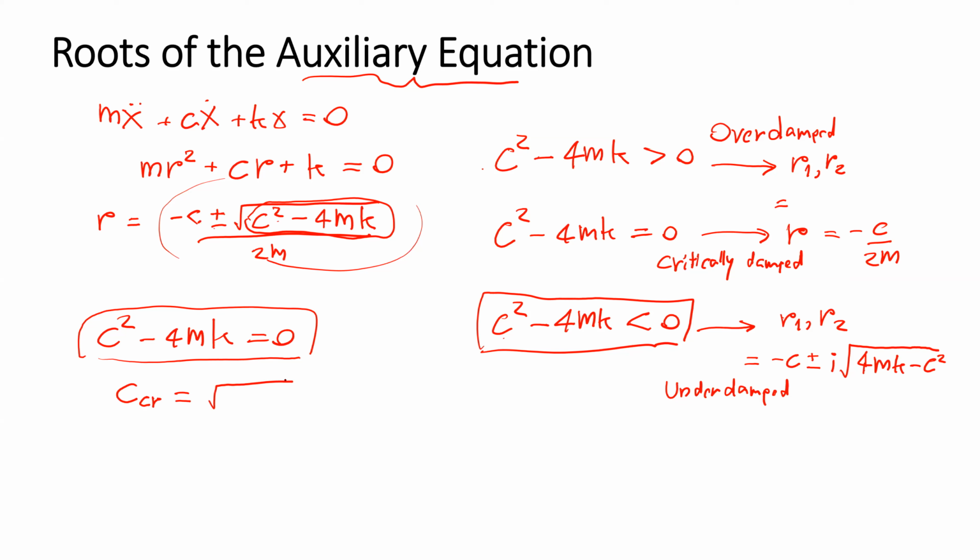So the critical damping coefficient is equal to the square root of 4mk, or 2 square root of km. The damping ratio is the ratio between the damping coefficient and the critical damping coefficient, or the damping coefficient divided by 2 square root of km.